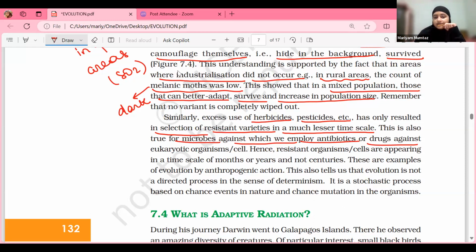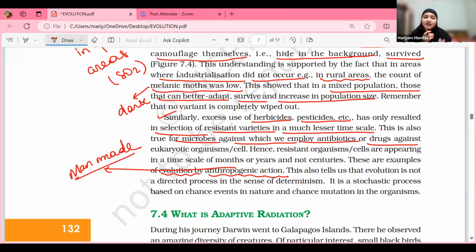Okay, now these that we are saying, like the application of herbicides, pesticides, or antibiotics or drugs, are examples of evolution that is taking place by anthropogenic action. Anthropogenic action means man-made actions. The evolution that is taking place is anthropogenic when man is spraying pesticides and the plants or varieties are being selected because of that. That is evolution because of man's action. But normally it is natural selection, and because of that evolution takes place.